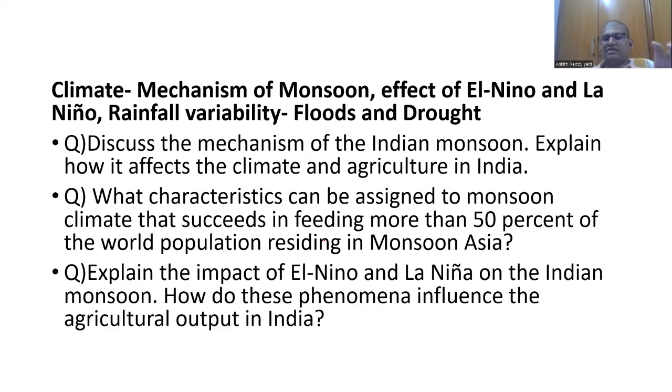So here you can also see the question: mechanism of Indian monsoon. Explain how it affects the climate and agriculture in India. Explain the impact of El Nino and La Nina on the Indian monsoon. How do these phenomena influence the agriculture output in India? So all these are interconnected, right? If you have problems understanding the technicality of monsoon, El Nino, La Nina, you can watch my video on Shikara Academy, where I have explained El Nino and La Nina in detail.